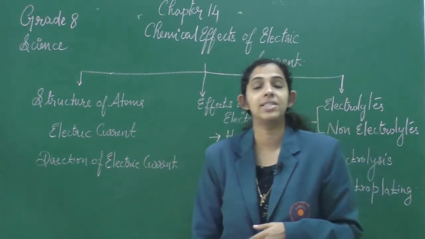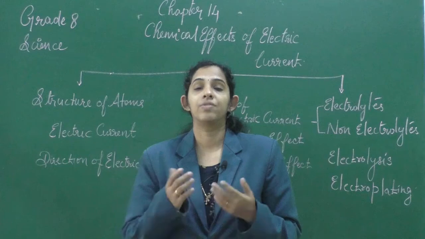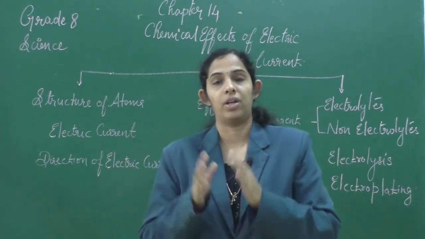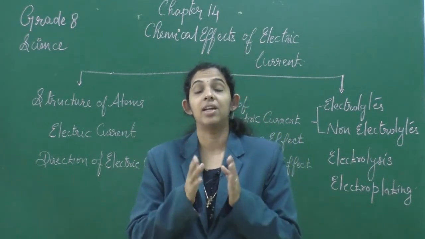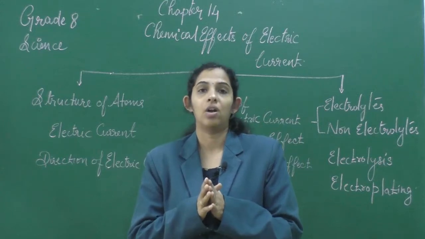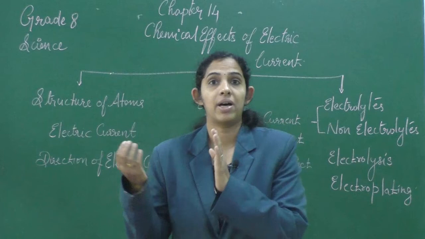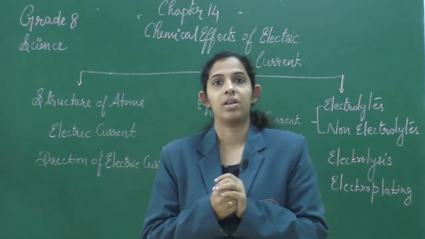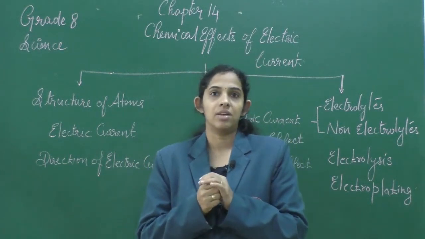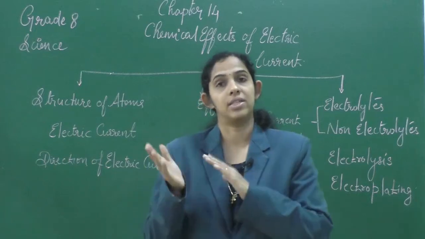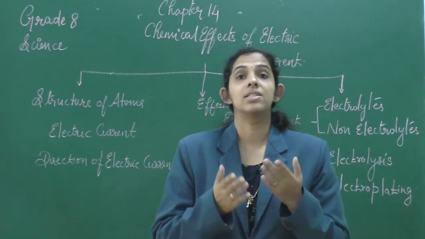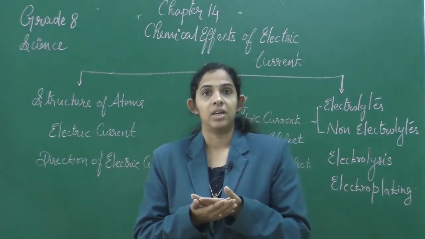Next, we have classified substances based on whether they can conduct electricity or not. Substances which can conduct electricity are called conductors, whereas substances which do not allow the passage of electricity through them are called insulators. We have seen a few examples of conductors and insulators. Materials like aluminium, copper, iron, etc.